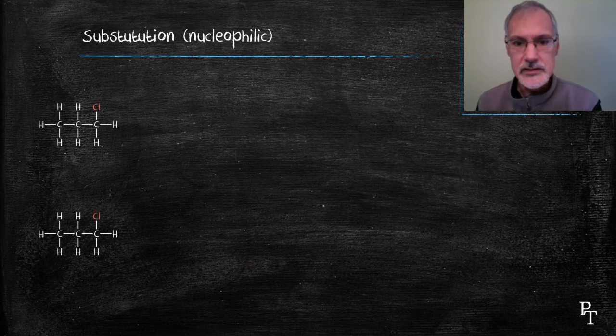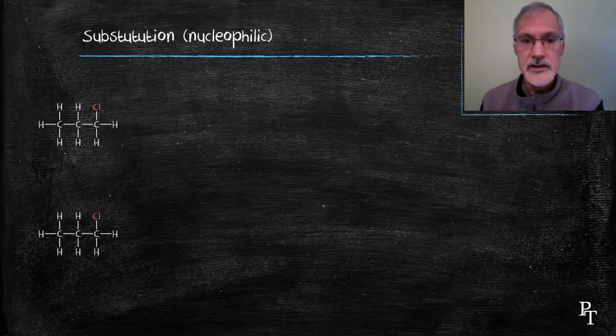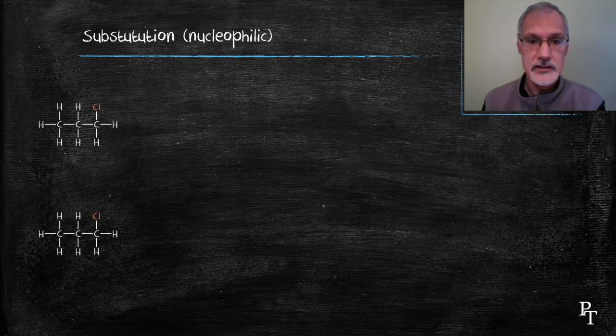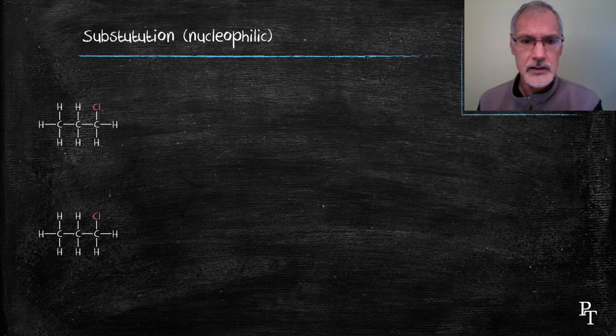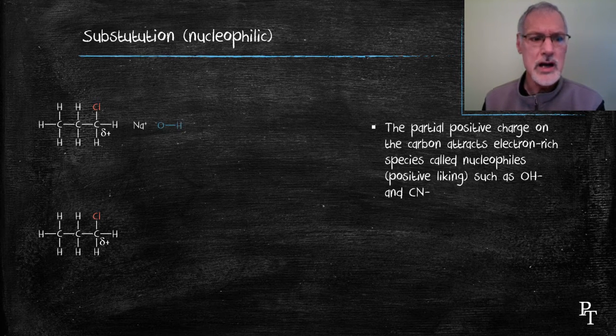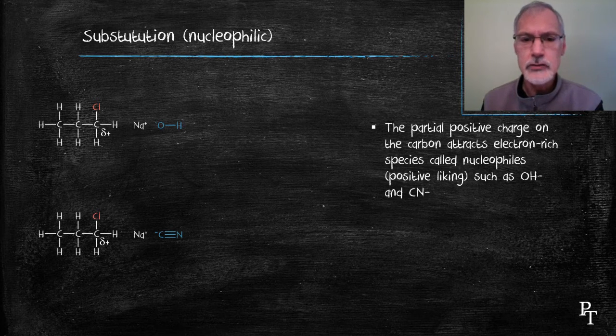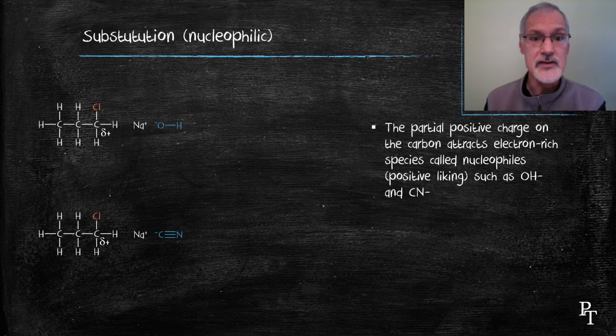The reactions that halogenoalkanes undergo are typically substitution reactions. In particular, they call it a nucleophilic substitution. The word nucleophilic comes from "positive loving." Remember that carbon tends to lose its electrons to the halogen that's attached, creating a partially positive charge. And this attracts what we call nucleophiles, substances that have negative charges. Examples would include the hydroxide or the cyanide ion.